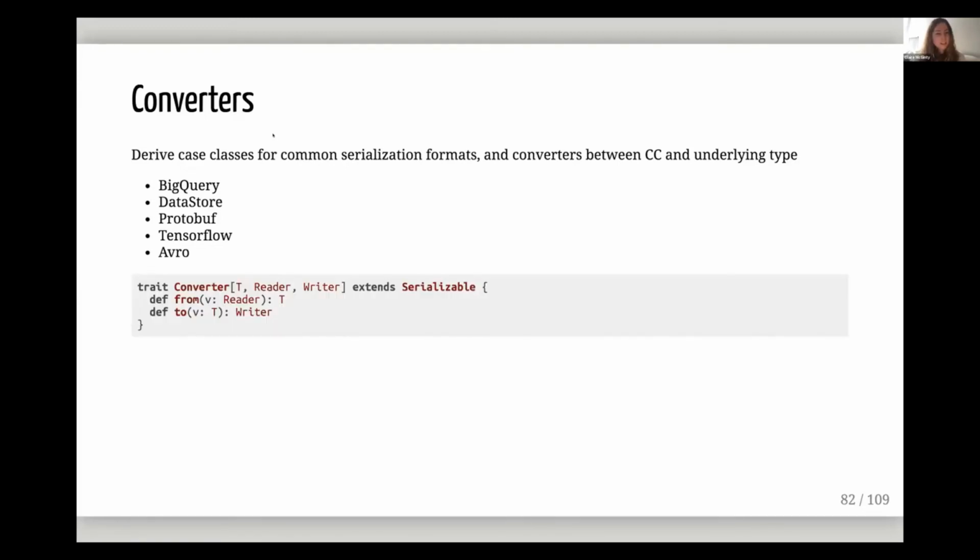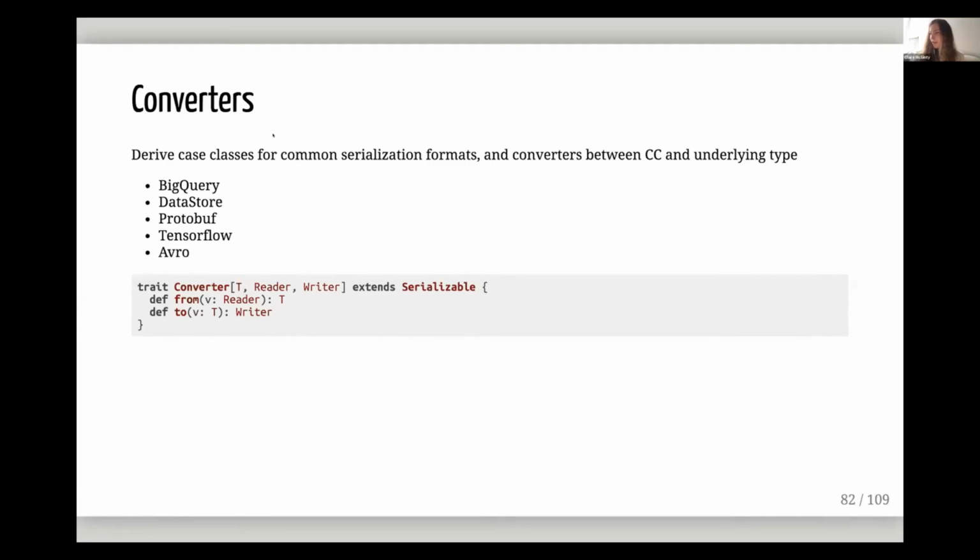Right, so in Magnolify, we've defined this converter trait. As you can see, it has a from and a to method, which is pretty expected for a converter. But the strange thing is that it actually has 3 type parameters, which you may not expect. So T would be the type of your case class that you'd like to derive a converter for.